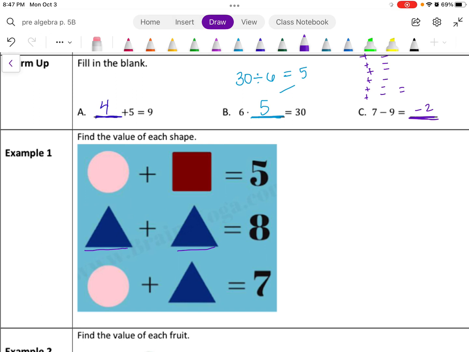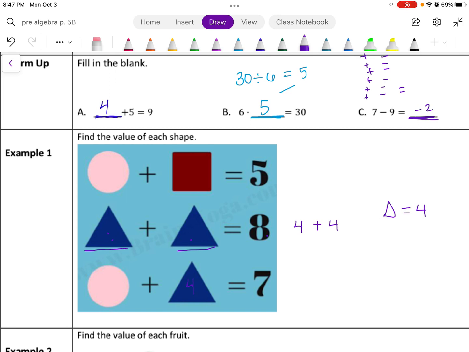So I'm actually going to start with this middle line because I noticed that it says a triangle plus a triangle equals 8. So this means something twice equals 8. Well, I know that if I have 4 and then another 4, that would be 8. So I could say that a triangle represents 4.